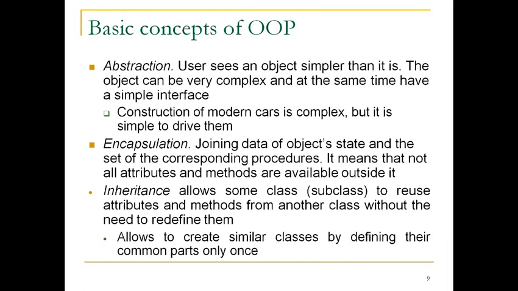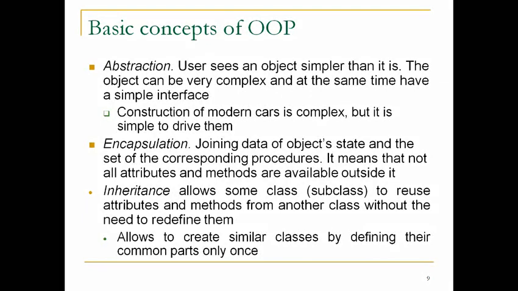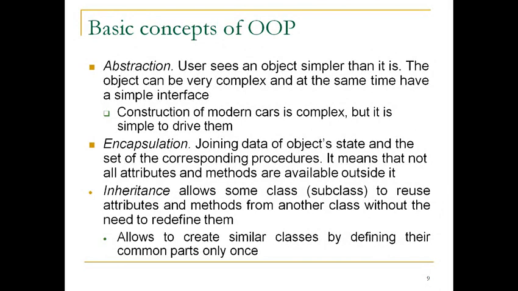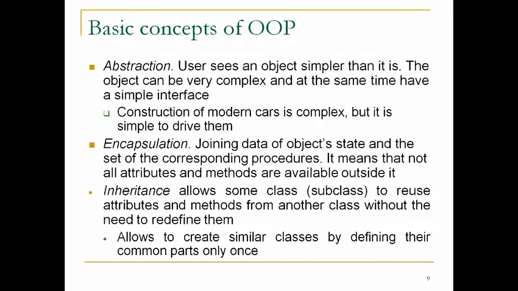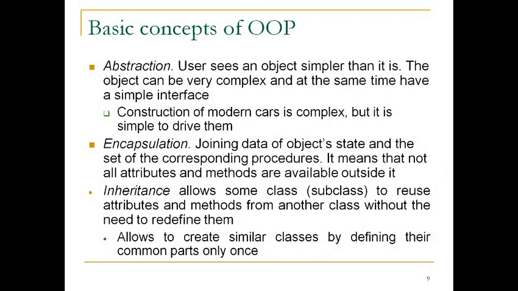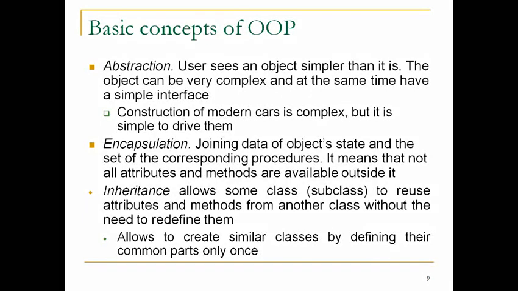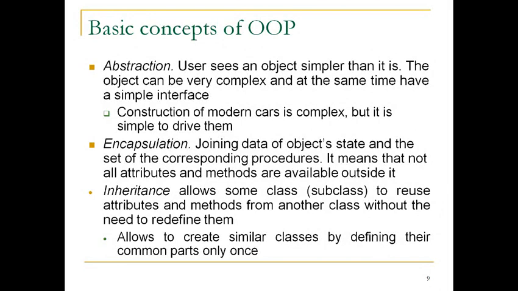The second thing is encapsulation, and it is that we can join together object data and methods, and only part of them will be available outside. Many parts will be private to the object and available only for other parts of the same object.